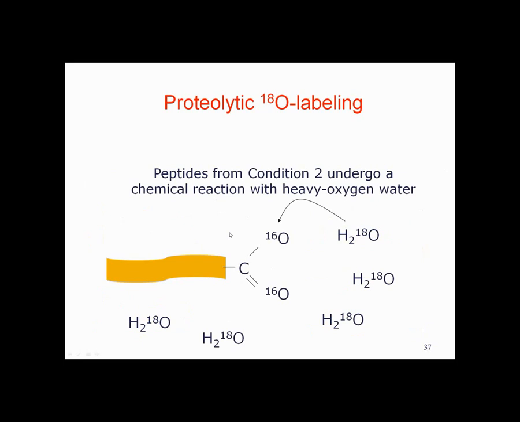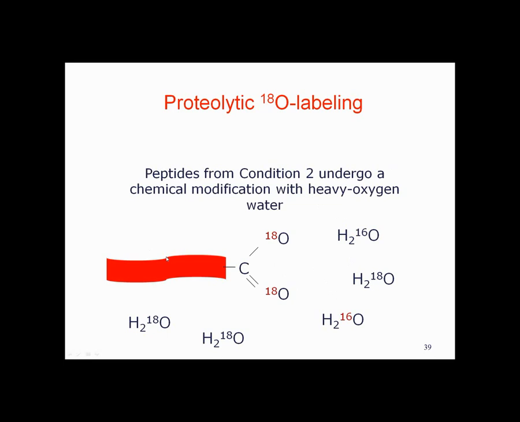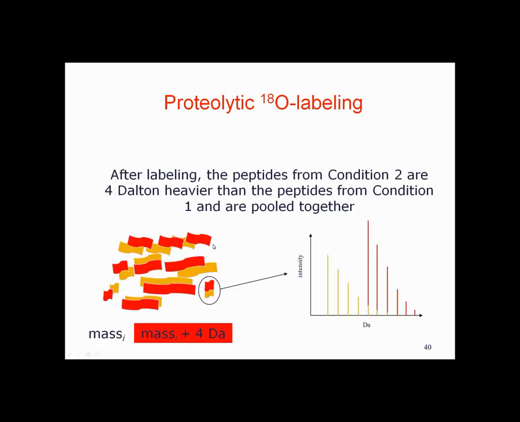So what you can do is put the condition 2 into heavy oxygen water and allow the O16 oxygens to be replaced by O18 oxygens, which will make the molecules heavier by 4 Daltons. So essentially, after the exchange of the oxygen atoms, you would have O18 atoms attached to the molecule from condition 2, and because of this, this molecule would become heavier. And then it means that you could put the mixture of the two conditions' peptides into your mass spectrometer.